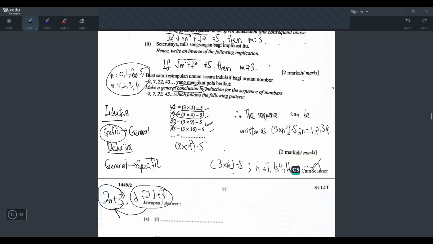Because if you write like this, 3 times n minus 5, your n will be 1, 4, 9, 16, right? It means the n you have to ganti with 1, 4, 9. But this is wrong, because I told you already, your n has to be 1, 2, 3, 4 ataupun 0, 1, 2, 3. Okay, so that's why this is wrong. So to convert this to 1, 2, 3, 4, I have to write n square. Because these are all perfect square. So this is wrong. The one I write here is salah. This is the correct one.